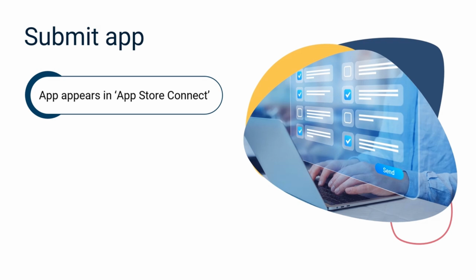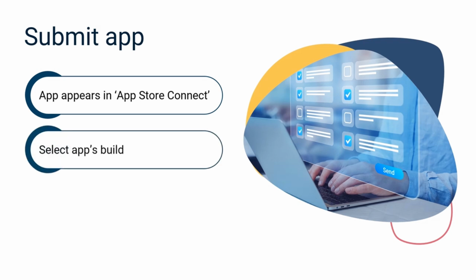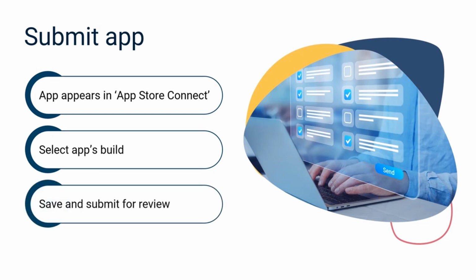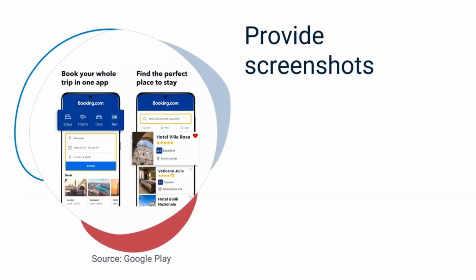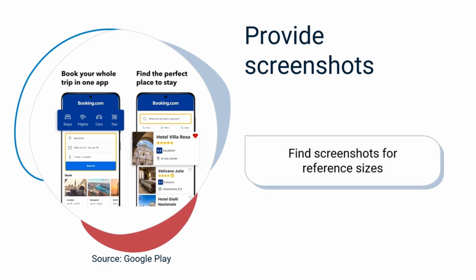Complete any necessary information and select your app's build in the Build section. Once you're ready, click Save and then Submit for review. Remember that Apple requires screenshots for various device sizes when submitting your app. You can find reference sizes online. In some cases, providing screenshots for specific displays may remove the need to submit for every device size.